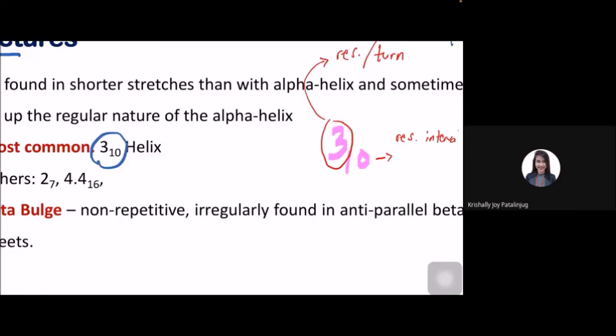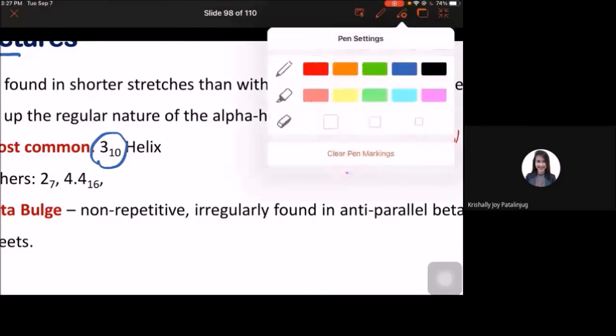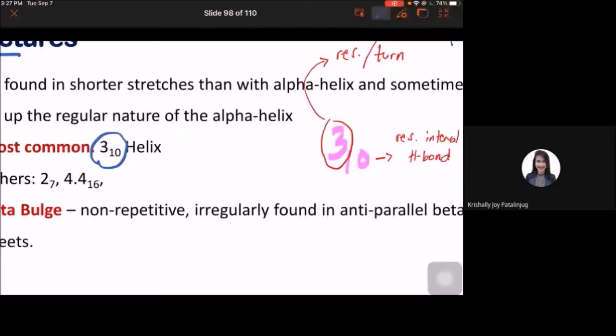For the formation of hydrogen bond. I repeat, the 10 there represents the number of amino acid residue interval before the formation of hydrogen bond. So with that being said, is that regular or irregular in a helix structure? Obviously, tama, it is an irregularity. Irregularity yan ng isang helix structure.